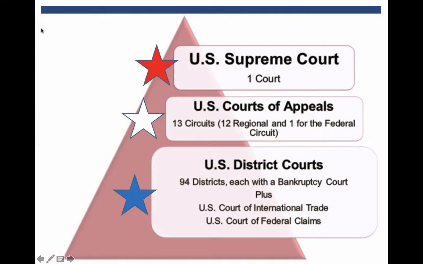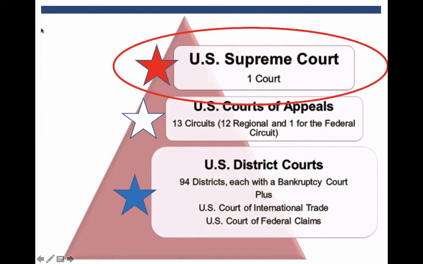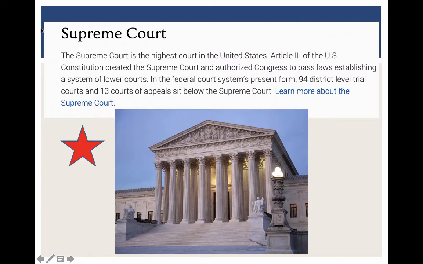All right, so this is something that you will see again on a quiz. I may ask something like, how many U.S. Supreme Courts are there? Well, there's one. How many U.S. Courts of Appeal are there? There's 13. And how many U.S. District Courts are there? There's 94. And then we're going to go through each one of these.